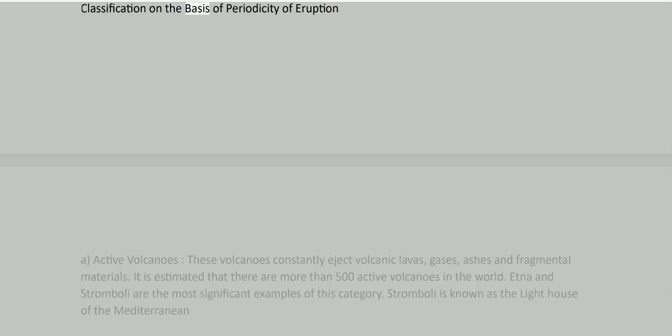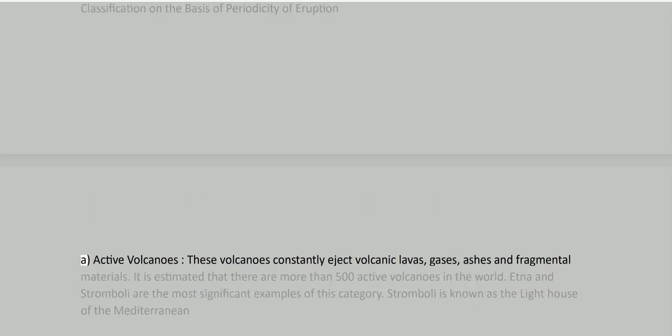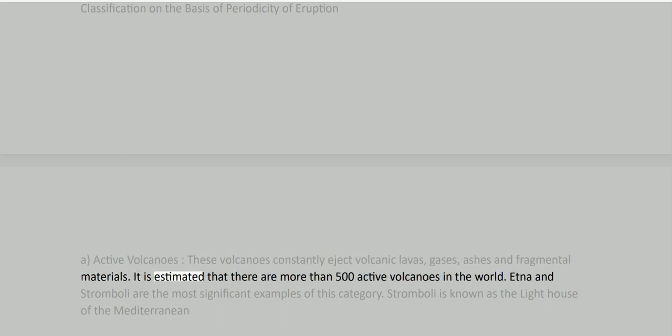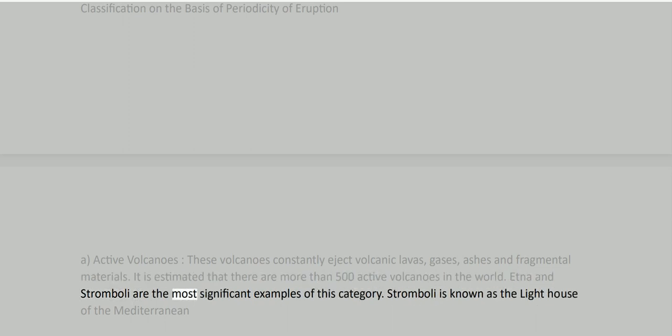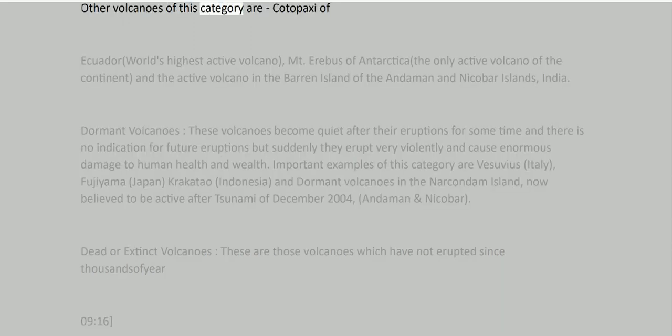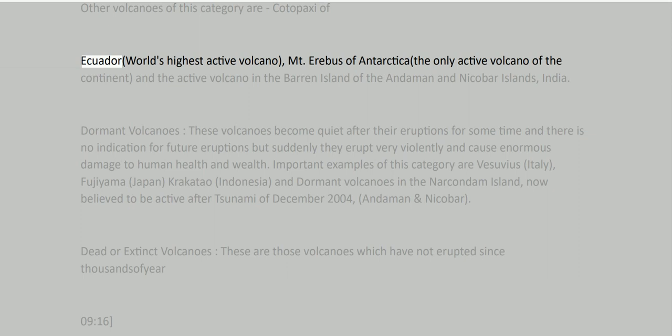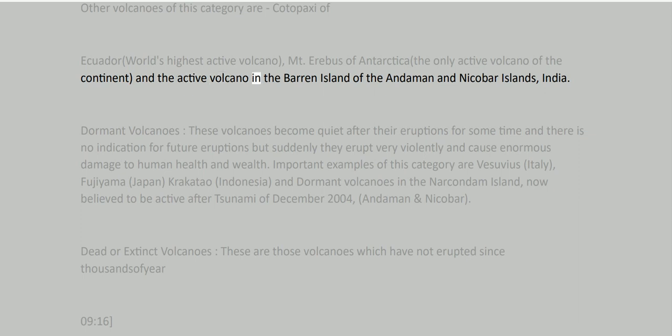Classification on the basis of periodicity of eruption. Active volcanoes. These volcanoes constantly eject volcanic lavas, gases, ashes and fragmental materials. It is estimated that there are more than 500 active volcanoes in the world. Etna and Stromboli are the most significant examples of this category. Stromboli is known as the lighthouse of the Mediterranean. Other volcanoes of this category are Cotopaxi of Ecuador, the world's highest active volcano, Mount Erebus of Antarctica, the only active volcano of the continent, and the active volcano in the Barren Island of the Andaman and Nicobar Islands, India.